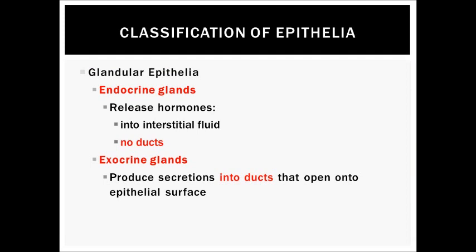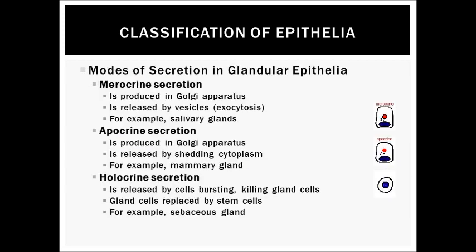Okay, as I mentioned in the beginning, glands are also part of the epithelial tissue. So, there are two types of glands, endocrine and exocrine. The main difference between the two is that endocrine glands have no ducts, while exocrine glands have ducts. For exocrine glands, as they have ducts, there are three modes of secretion: merocrine, apocrine, and holocrine secretions.